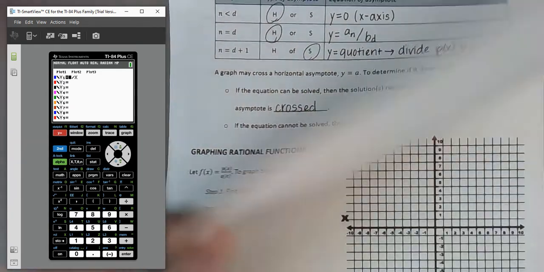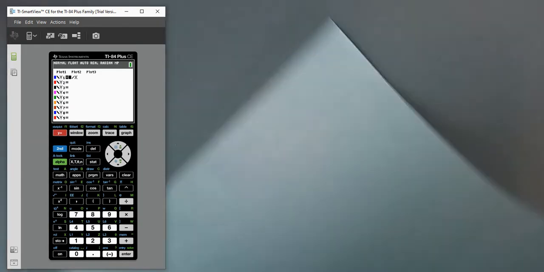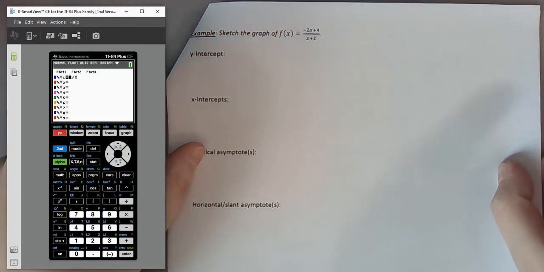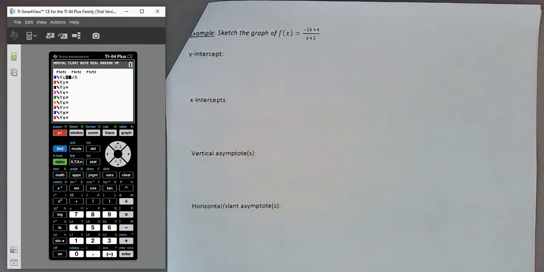So let's do a few examples. We want to graph all of these. And again, if you don't have your graphing calculator out yet, make sure you have that out and then your straight edge of some type. So we want to sketch the graph of f of x is equal to negative 2x plus 4 quantity divided by x plus 2. So linear divided by linear. Let's start by focusing on that. It's a linear numerator, a linear denominator.